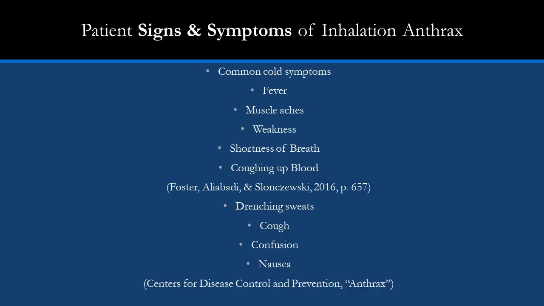The prodromal phase of inhalation anthrax is typically 5 days, and the individual will present with symptoms that appear flu-like or similar to a common cold. It is important to get a good patient history to determine if exposure to anthrax was possible, so antibiotics can be given, because the individual, once exposed and the symptoms present, can actually die within 48 hours. Symptoms include fever, muscle aches, weakness, shortness of breath, coughing up blood, drenching sweats, confusion, and nausea.